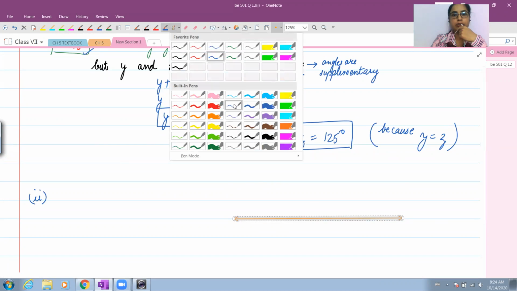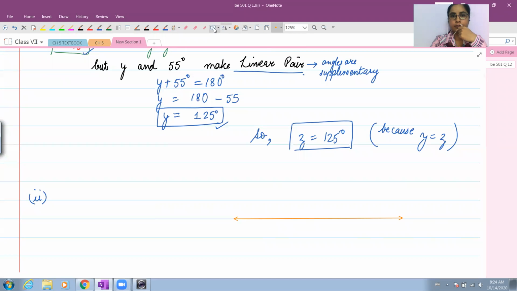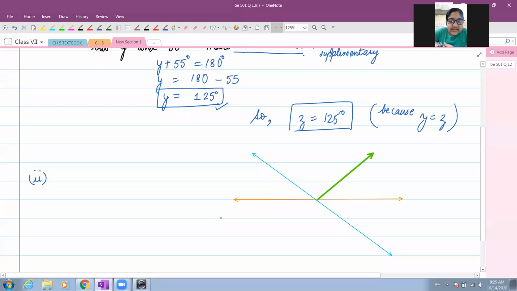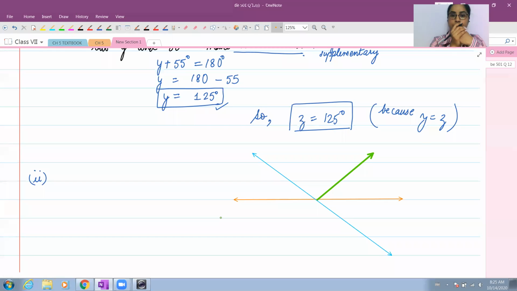Let me just change the color so that you can see. And then there is one drawn this way. These are the two lines. And what they have done is they have drawn another ray, just a ray. It's not a line, from here. This is how the figure is. Can you see the lines? Yes. So vertically opposite angles will be formed when lines intersect. The ray has nothing to do with vertically opposite angles. Ignore the ray when you are trying to identify vertically opposite angles.